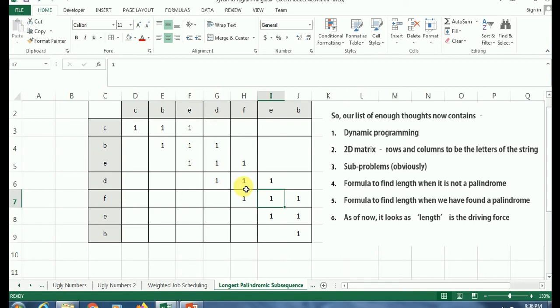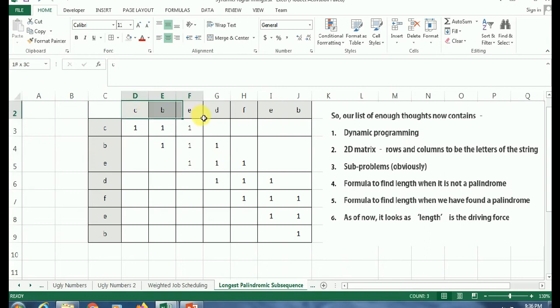Now this determines that at any point of time, if we have the subproblem as BET, then 1 is the answer, 1 is the LPS. Okay, think of it that way. Check every dynamic programming problem in terms of subproblems. It's going to make a lot of sense to you and then the solutions will start occurring to you automatically.